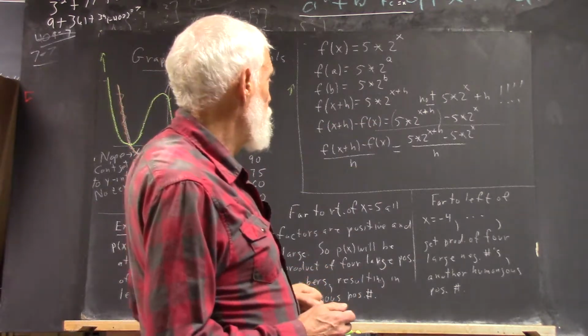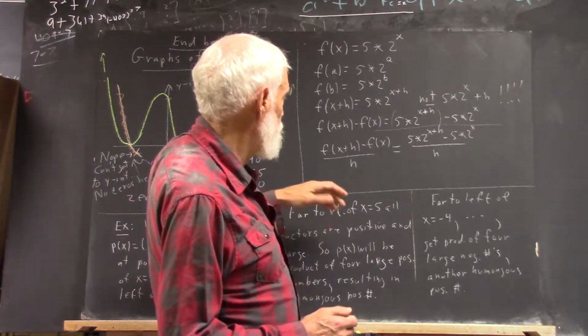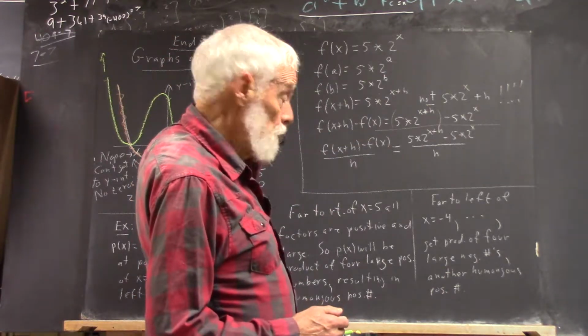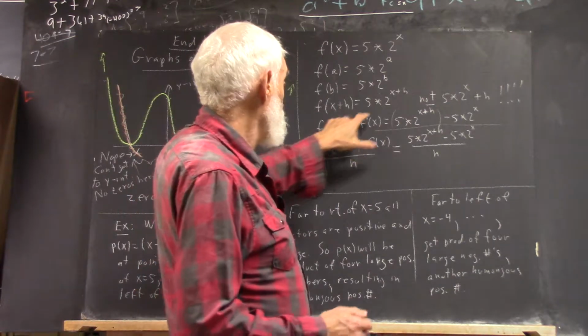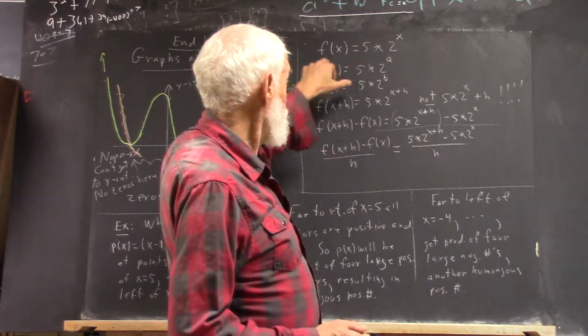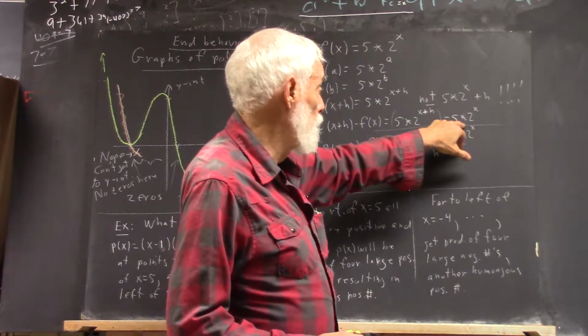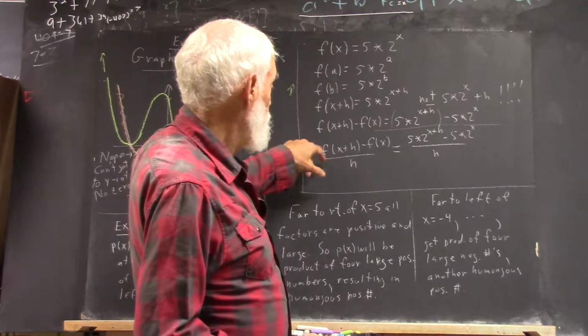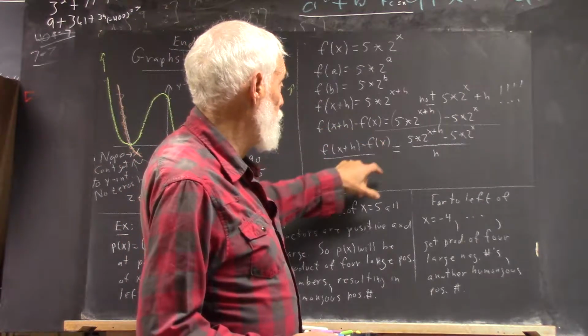Okay, well, after we got that, people were pretty good with the rest of it. F of x plus h minus f of x. Well, f of x plus h is 5 times 2 to the x plus h, and f of x is just given here. It's 5 times 2 to the x, so there it is. Okay? And then finally, f of x plus h minus f of x over h.